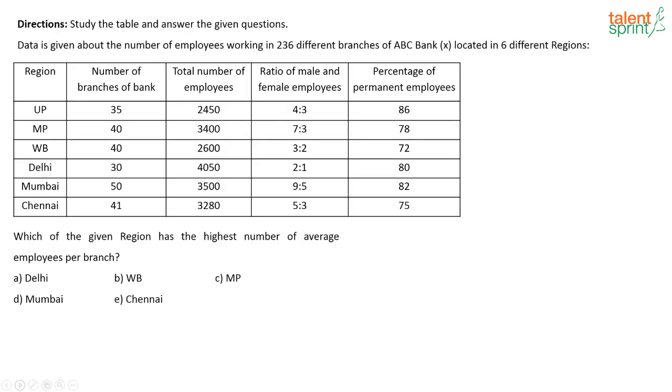So next is a set on data interpretation. Here we have a table that is given to us, and it says study the table and answer the given questions. Data is given about the number of employees working in 236 different branches of ABC Bank located in 6 different regions. Based on that, questions are asked. So there is region given, number of branches of the bank, total number of employees, ratio of male and female employees, percentage of permanent employees. And there is a question that follows. Which of the given region has the highest number of average employees per branch? So try out this and let me know once you're done.